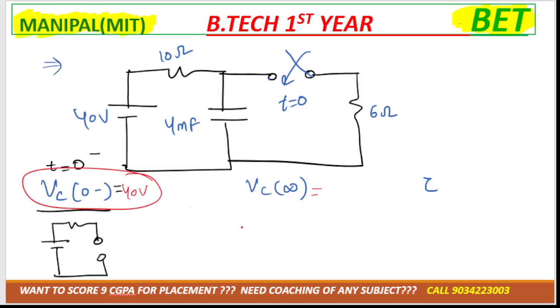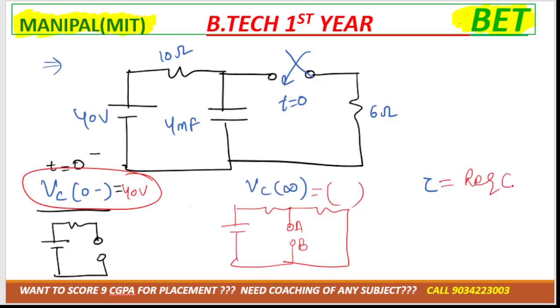Yeah, at t equals to infinity the switch is closed. तो अगेन जैसे थेवेनिन में निकालते हैं वैसे निकालना है. So Vc of infinity will get it, and tau would be equals to R equivalent into C.